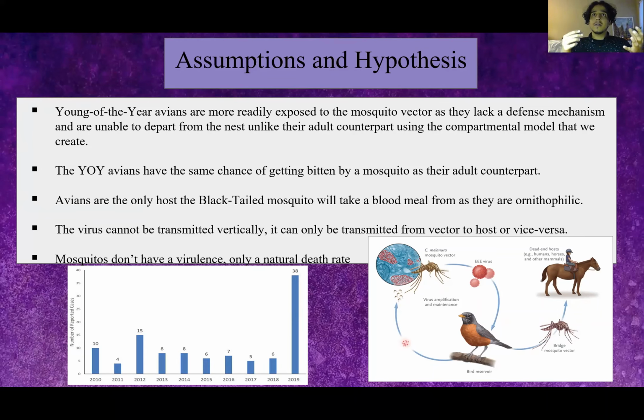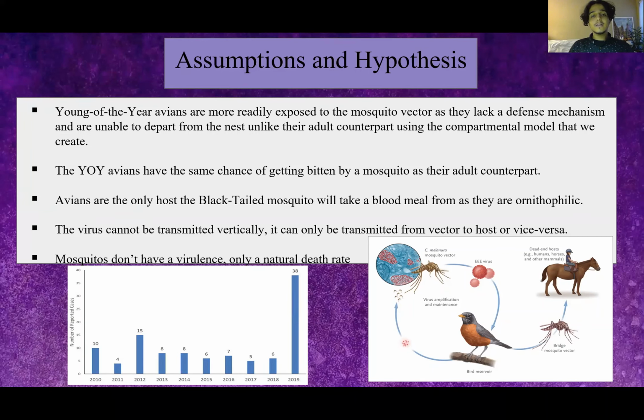And we assumed that the young of the year will actually make the reproduction number of the virus skyrocket more than any other parameter that we have included in our model. Beyond this, some other assumptions we made are that the young of the year have the same chance of getting bitten by mosquitoes as the adult counterpart.